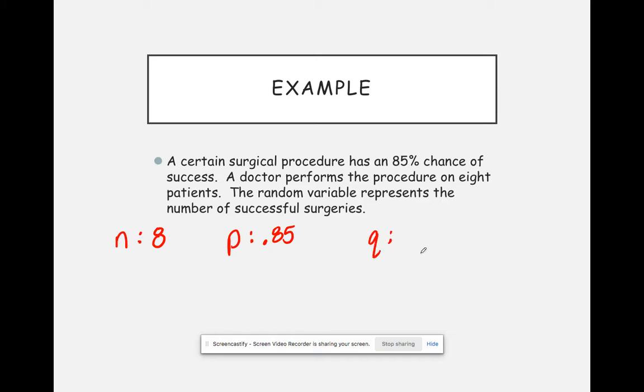And then Q is the probability of failure. So if there's an 85% chance of success, there's a 15% chance of failure, so 0.15. I can use the complement rule to find this number. I can just take 1 minus the probability that it's not successful to find that failure. And this would meet the binomial conditions that I talked about on that first slide. So B is that it's binary, so either the surgery is successful or not.